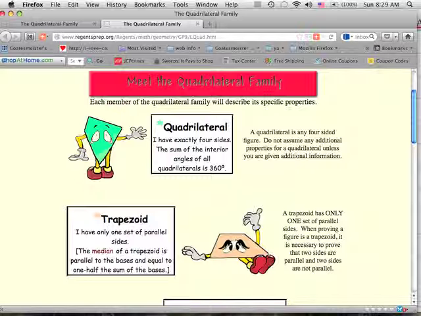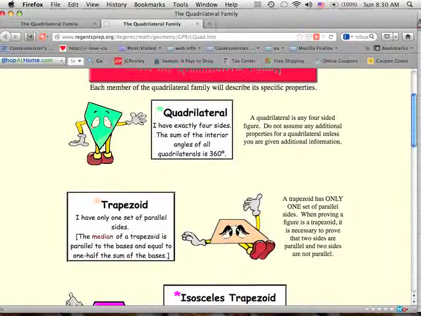A quadrilateral has exactly 4 sides, and the sum of all the interior angles is 360 because we can make 2 triangles inside. So quadrilateral, just 4 sides.